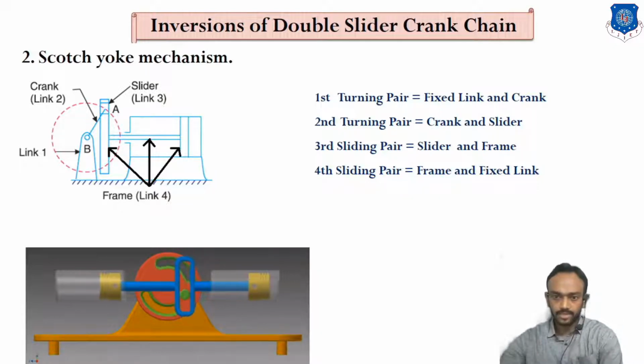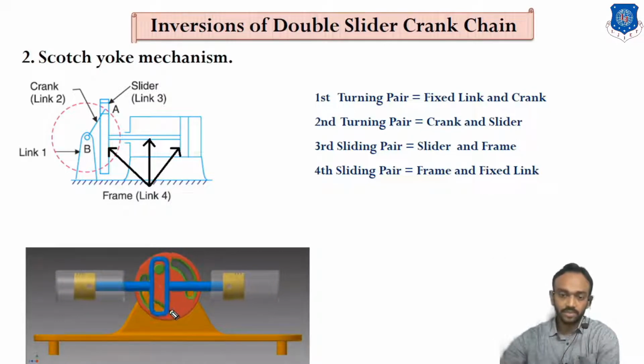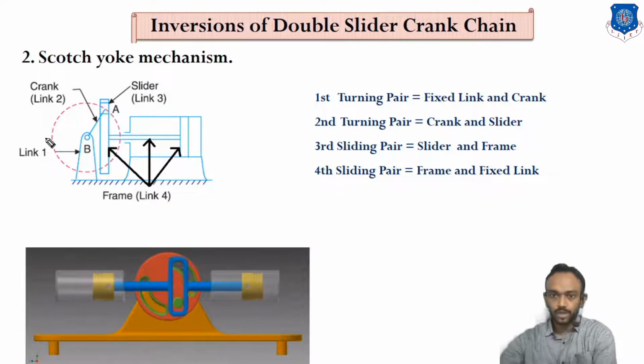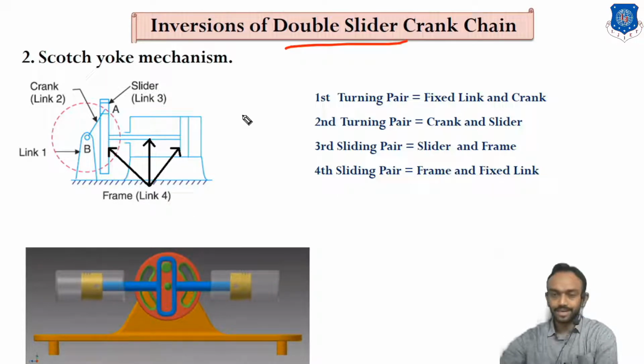Okay, let's check this. You can see this green dot rotating, and it pushes this rod in a to-and-fro, reciprocating direction. So there are two sliding pairs we can consider. One is between this green dot and this slotted bar, and the second is between the piston and this rod. That's how there is a double slider.